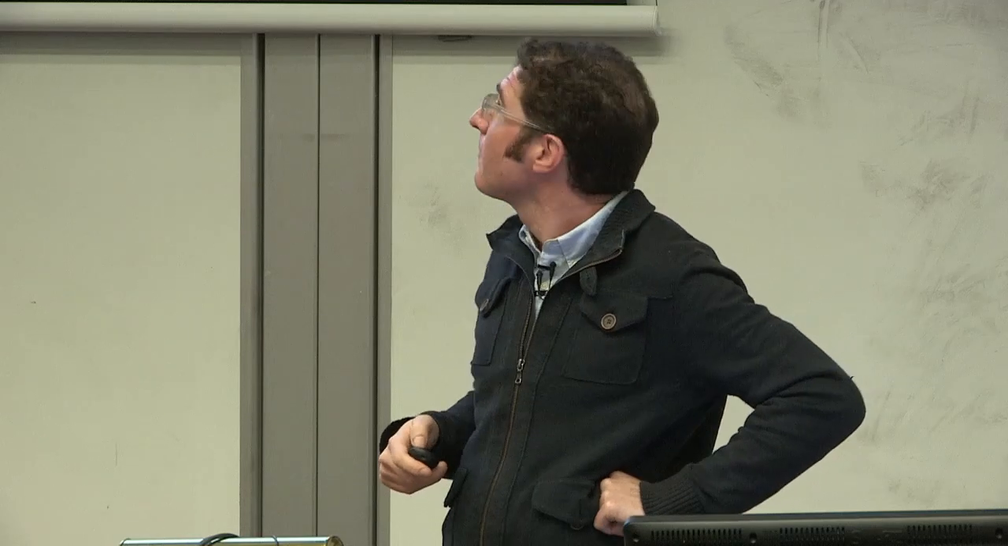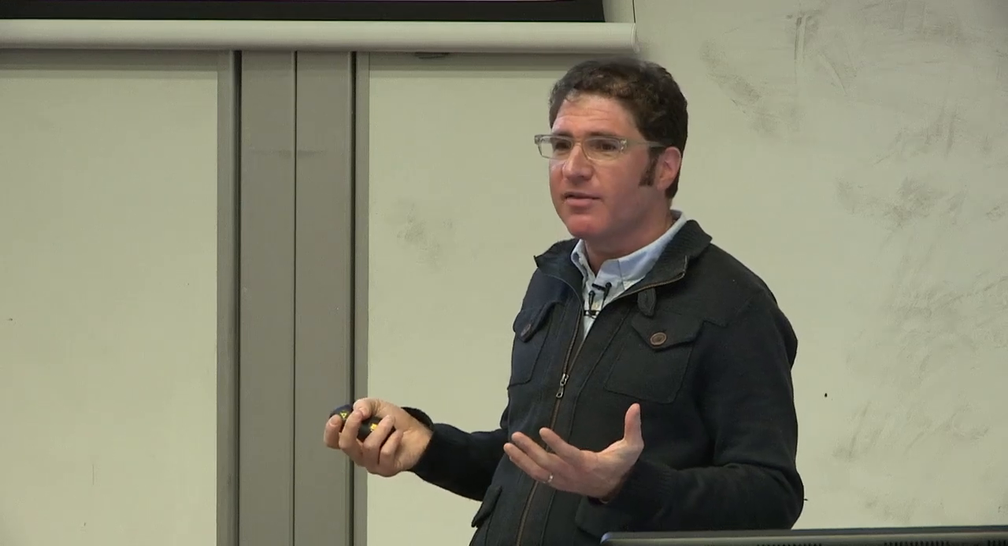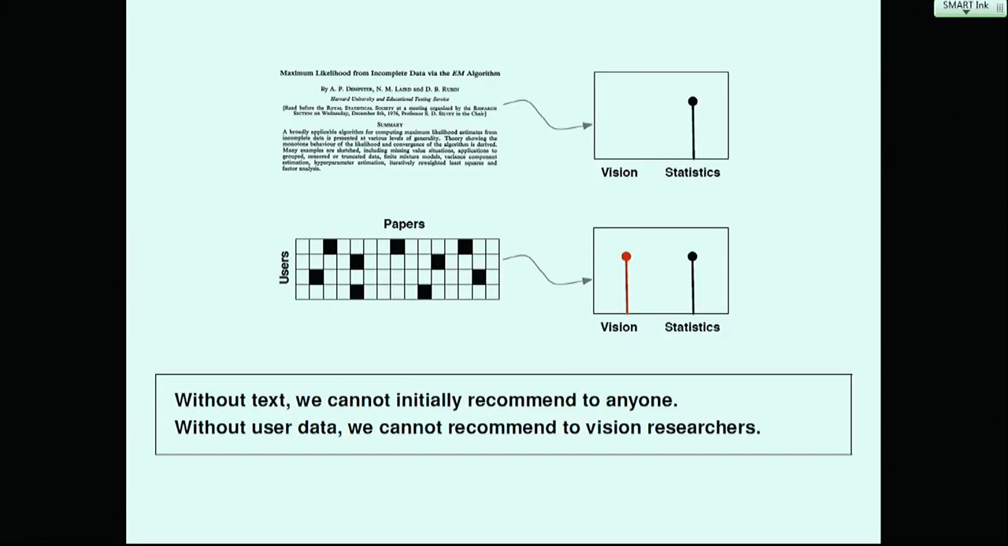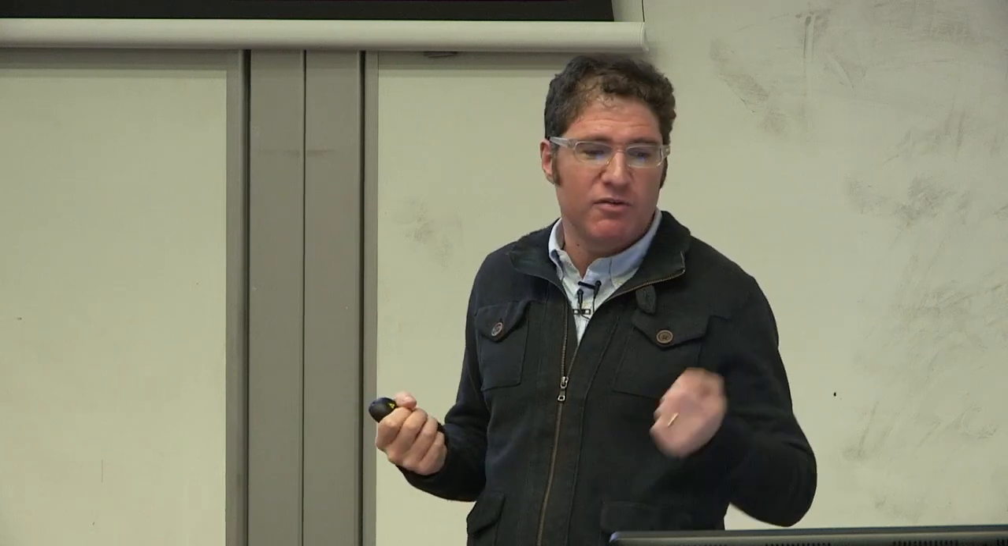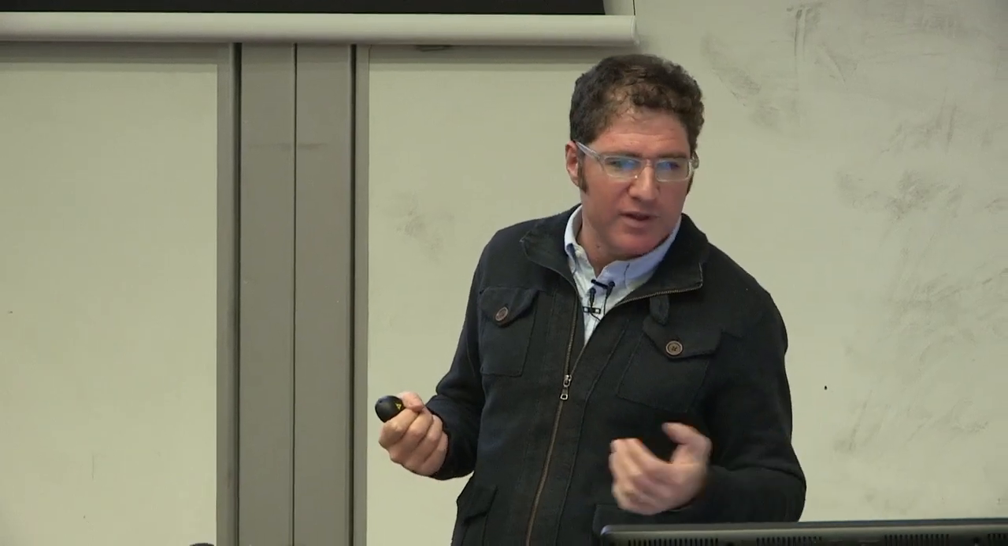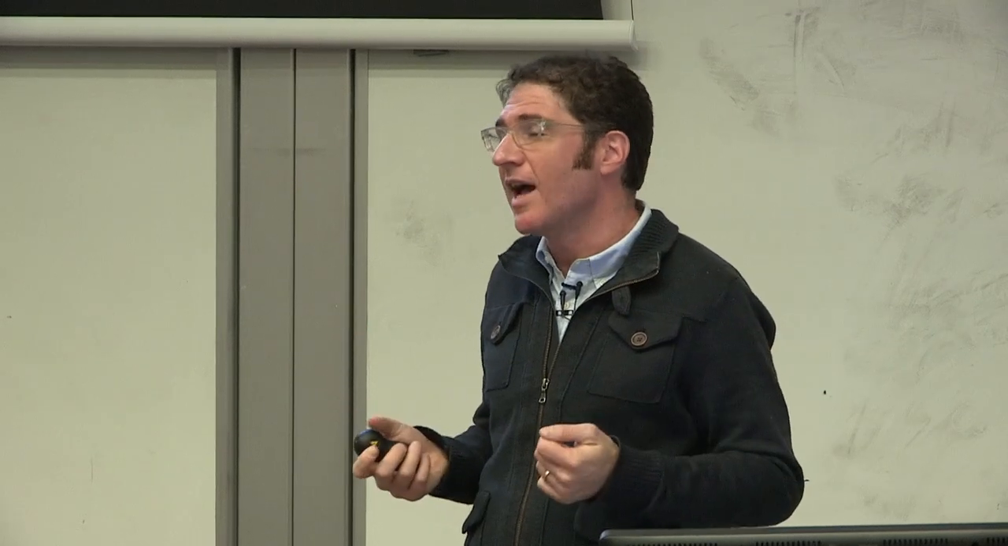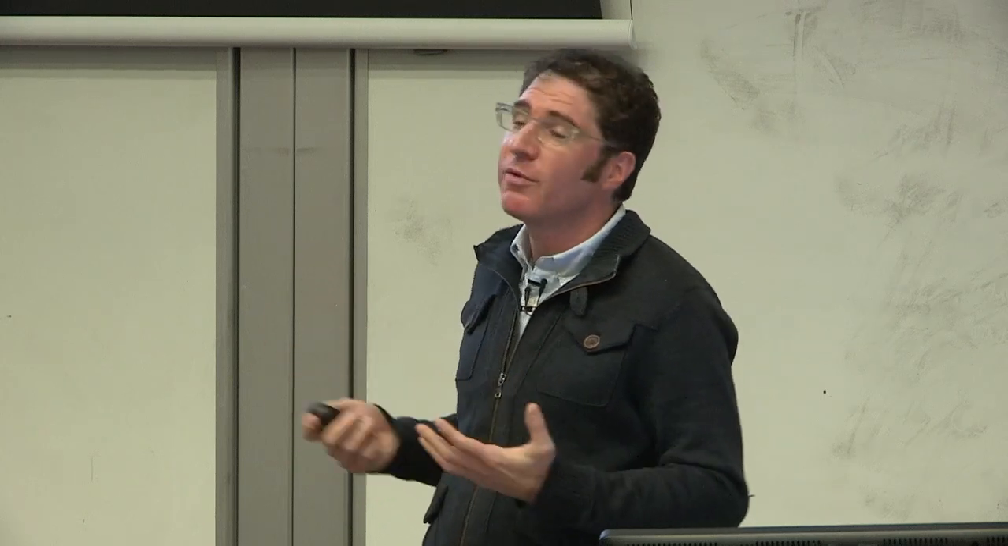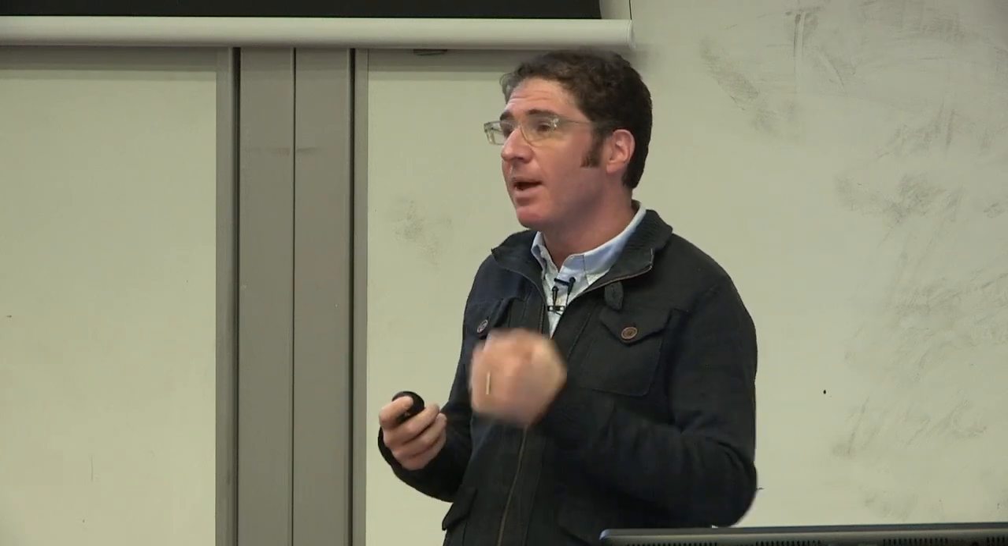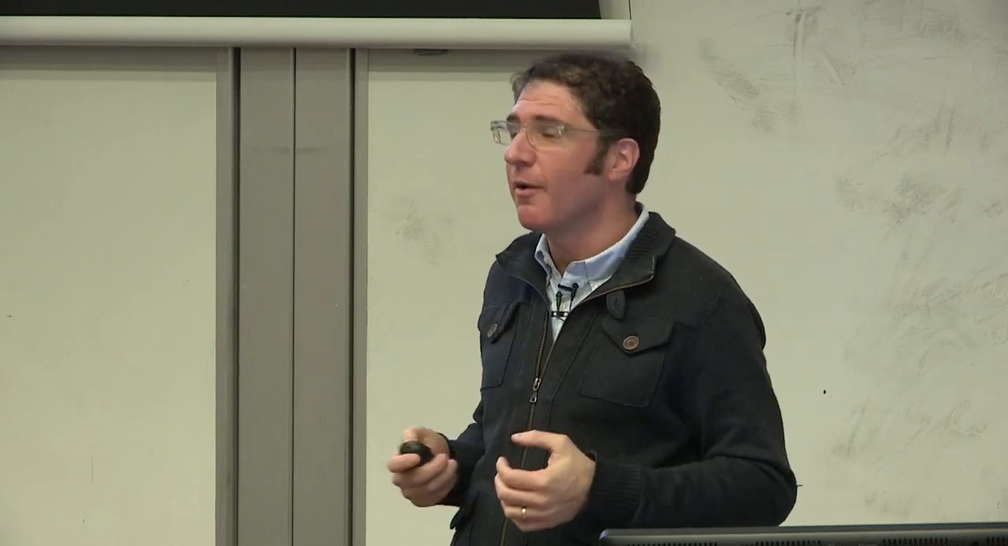So the point is, without the text, we wouldn't be able to recommend the EM paper to anyone. Nobody read the EM paper when it first came out in 1977, so we wouldn't know who to hand it to. But without the user data, we would never be able to recommend it to computer vision researchers, because no number of years is going to change this dry, dusty 1977 paper about maximum likelihood. It's always going to be about statistics. And so only with the user behavior data can we understand that the EM paper has had an impact beyond statistics and that computer vision researchers are reading it. So let me show you how we did that with a probability model.